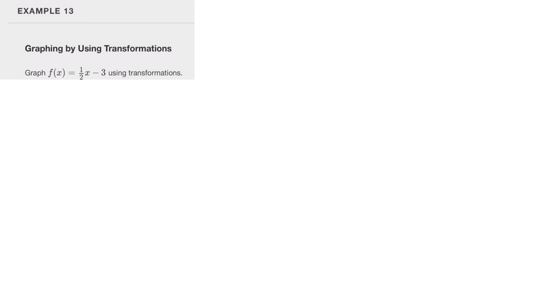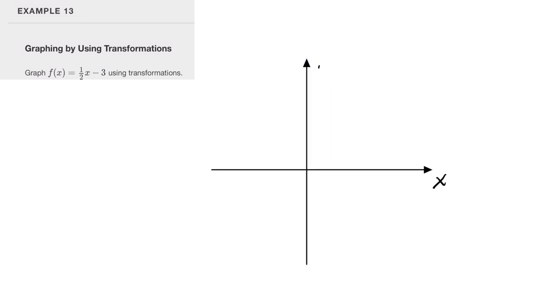So say this is our positive x in this direction, and it's our positive y in this direction. Okay. So first we're going to start with the identity function y equals x. Okay, and this is just y equals x.